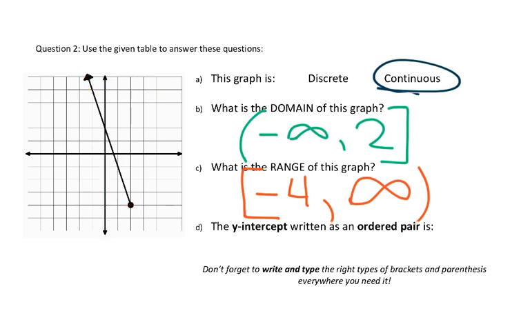The last part of my question is it asked me for my y-intercept. My y-intercept is where it crosses the y-axis, so this point right here. So when I write my ordered pair, first I'm going left and right. Well, from the origin, am I going anywhere left and right? No, that means that is 0. Am I going anywhere up and down? Yes, I'm going up 2. So my ordered pair would be (0, 2).